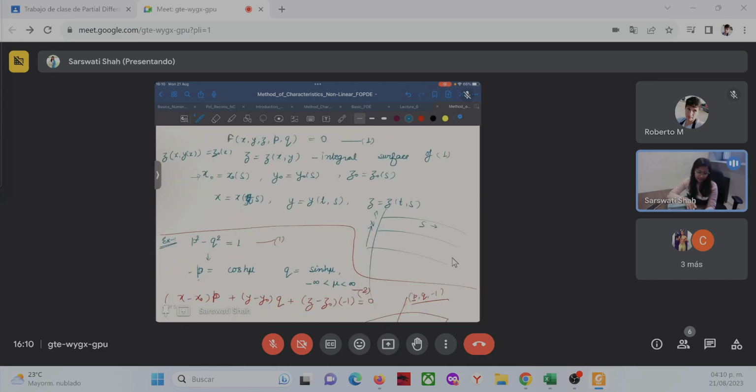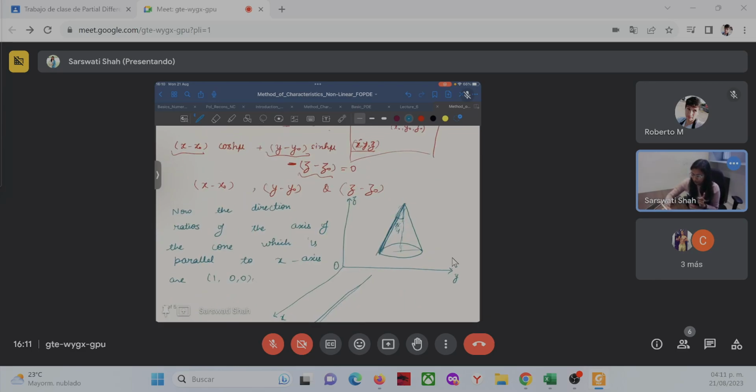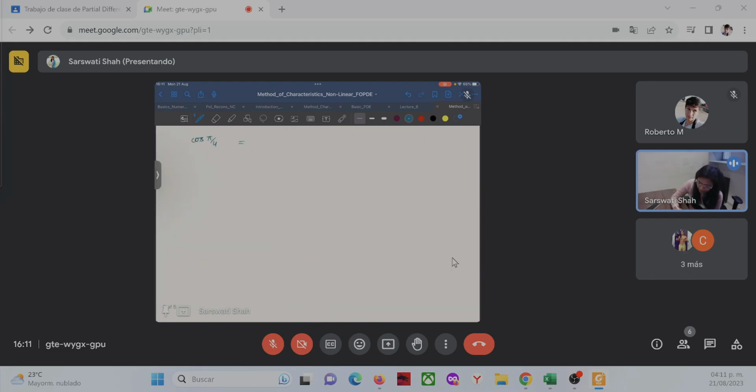Now you can see that x minus x naught, y minus y naught, and z minus z naught are direction ratios of the generator, and we are taking this as the generator, and with the generator the x-axis is making an angle pi by 4. So because of that, cos pi by 4 is (x minus x naught) into 1 plus (y minus y naught) into 0 plus (z minus z naught) into 0, upon under root (x minus x naught) square plus (y minus y naught) square plus (z minus z naught) square. When you solve this, because cos pi by 4 is 1 upon square root 2, just take the square of both sides and solve this. So you will be getting this.